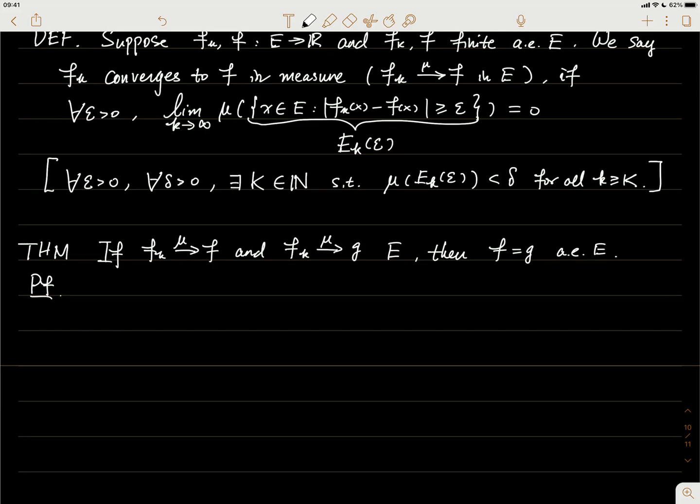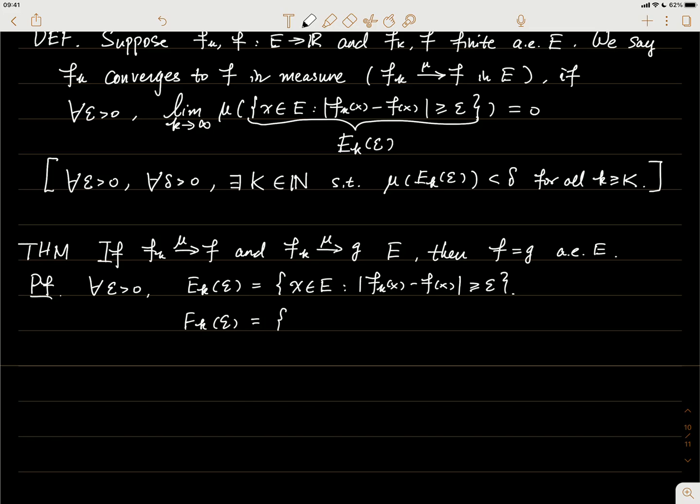Let's say that for any epsilon greater than 0, I'm going to define the set E_k(epsilon) as the set of points where f_k and f differ by at least epsilon. I'm going to define the set F_k as the set of points where f_k and g differ by at least epsilon. Because f_k converges to f and g in measure, we know that the measure of these two sets goes to 0 as k goes to infinity. Okay, this is something we know.